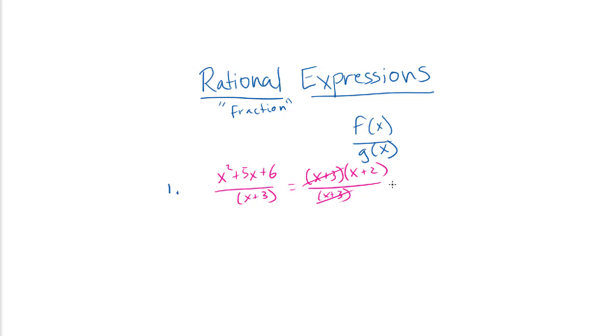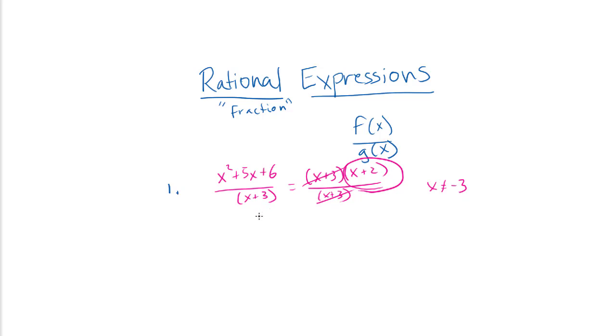The function value becomes x plus 2. That's what the division of f of x divided by g of x is in this case. And of course, x cannot be negative 3. That's not part of my domain. If x were negative 3, then negative 3 plus 3 would be 0.